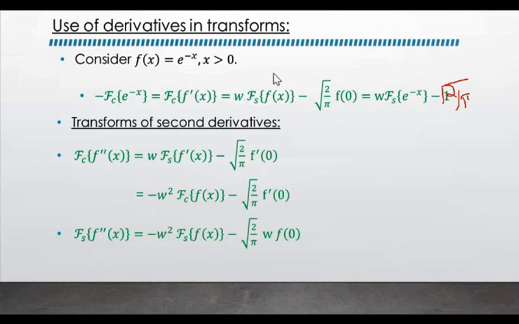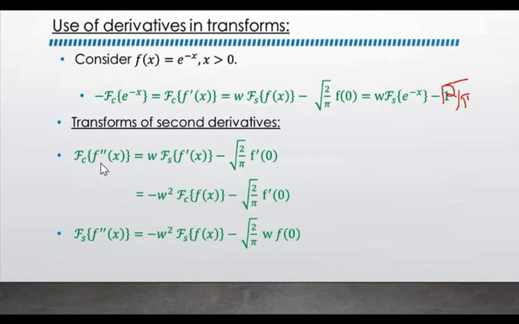So the advantage is, if you know the Fourier sine transform of e raised to minus x, you can simply say what is the Fourier cosine transform of e raised to minus x. And similarly, if you know the Fourier cosine transform, you can find the Fourier sine transform. Now we find the Fourier transform of the second derivative.